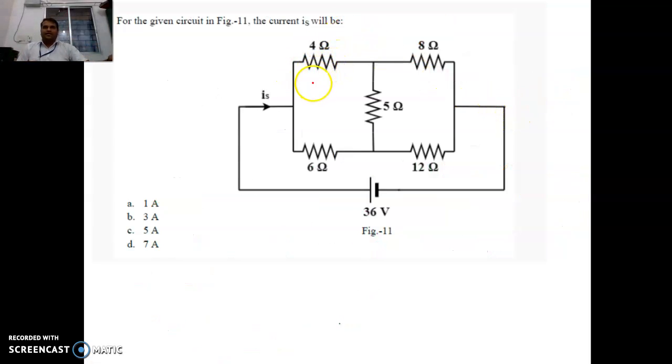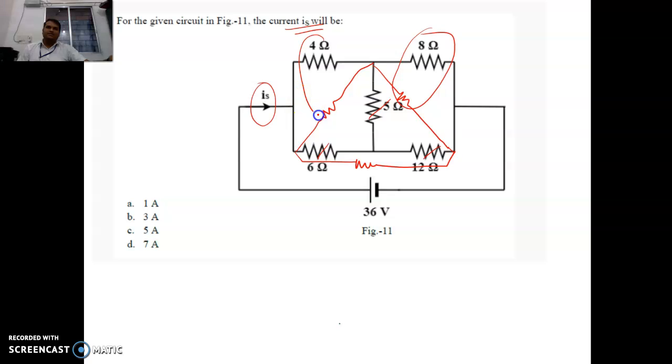This is another problem which looks like a bridge type of circuit, with one 5 ohm resistor in between, and 36 volts. What is asked? The current IS is asked. What is the current which is going in? You obviously cannot find this unless you find the equivalent resistance. There are many ways to find the equivalent resistance. Let us take any one of the ways, because you just need to know how to convert by any one way. So we will eliminate these terms and convert so that you have these two in parallel, these two in parallel, and together they are in parallel with this one.